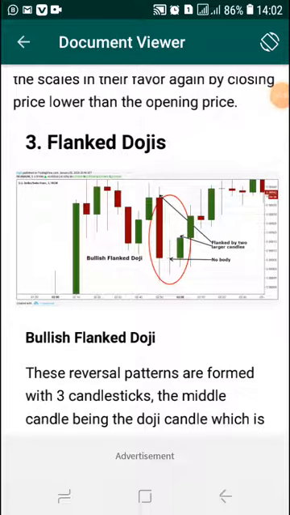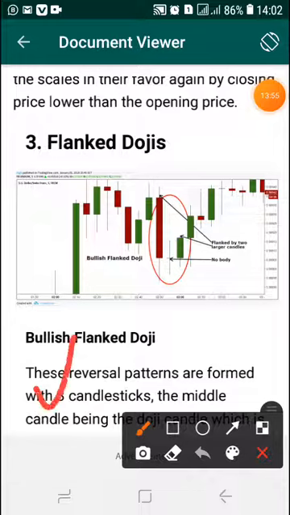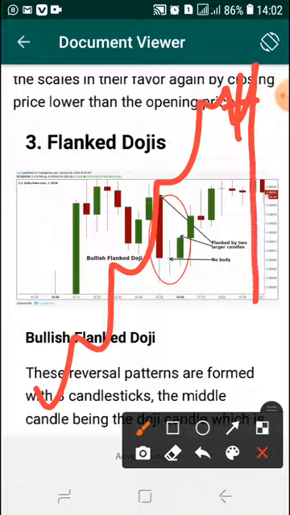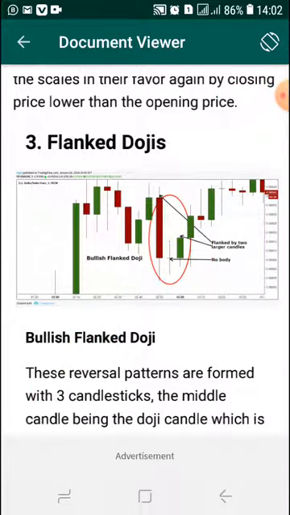Let's say the market is going up, boom, boom, boom, boom, right? This doji appears here. What are the chances that the market will continue going up, or that it might come down? Obviously, chances are high that the market will come down, because this is a reversal signal.